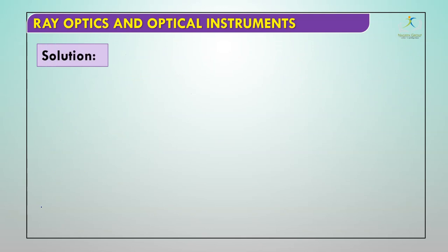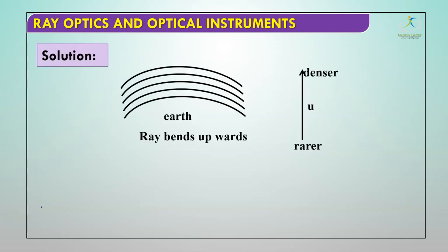So let's move with the solution part. This is the earth and the ray bends upward. And this is a rarer medium to a denser medium. As you can see how the light rays are moving, according to that, the correct option is 4.